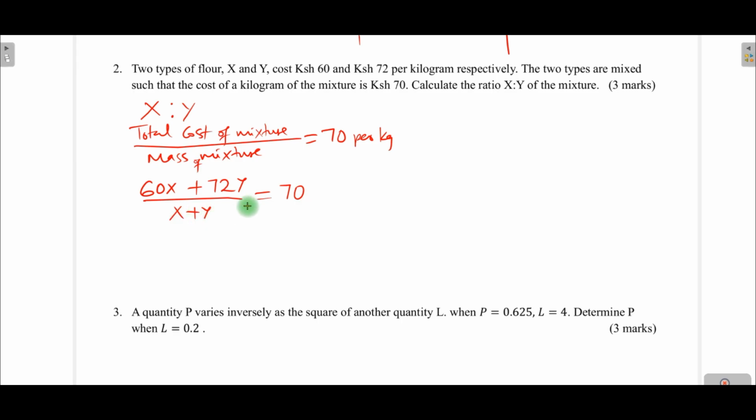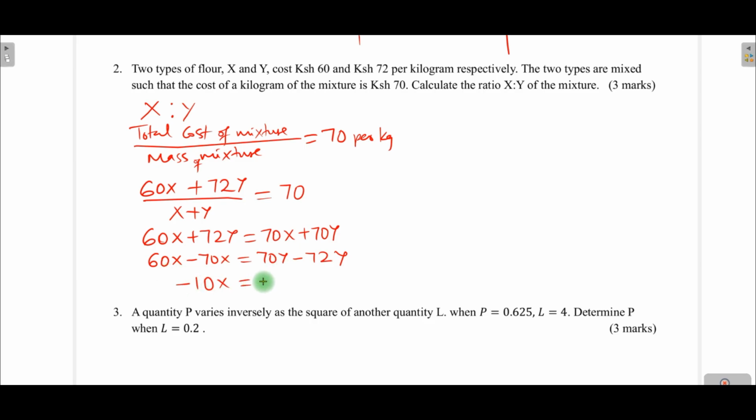Multiply both sides by x plus y, so we shall get 60x plus 72y equal to 70x plus 70y. So we collect the like terms. So here we shall have 60x minus 70x equal to 70y minus 72y. So this will be minus 10x equal to minus 2y.